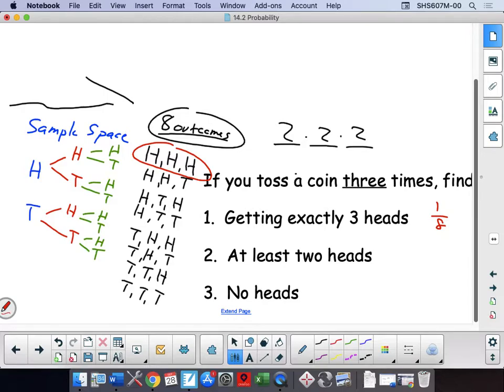How many ways can I have at least 2? 1, 2, 3, 4. So there's going to be 4 out of 8, which again, if this is what I get for an answer, I would prefer that you reduce it and write it as a reduced fraction of 1/2. So the probability, without writing all the sample spaces, is 50%.